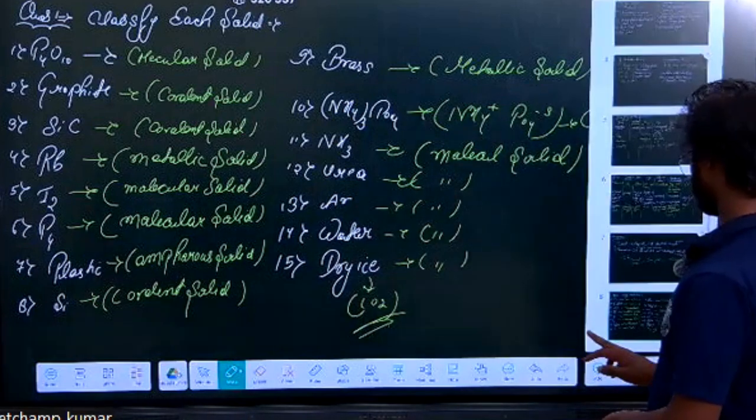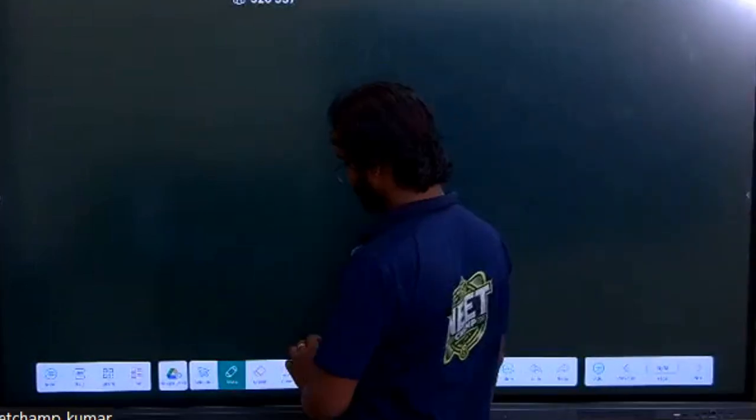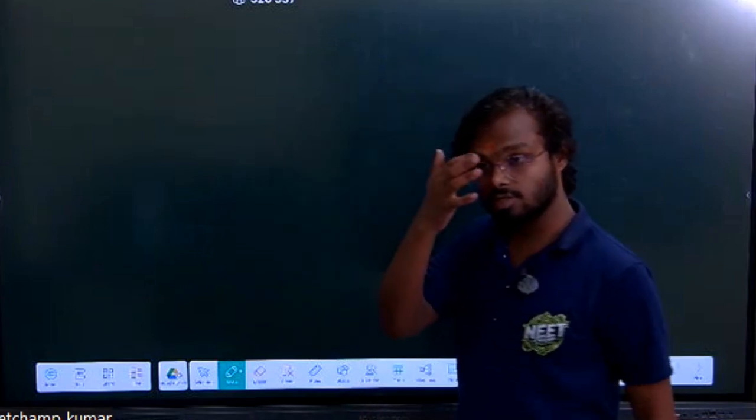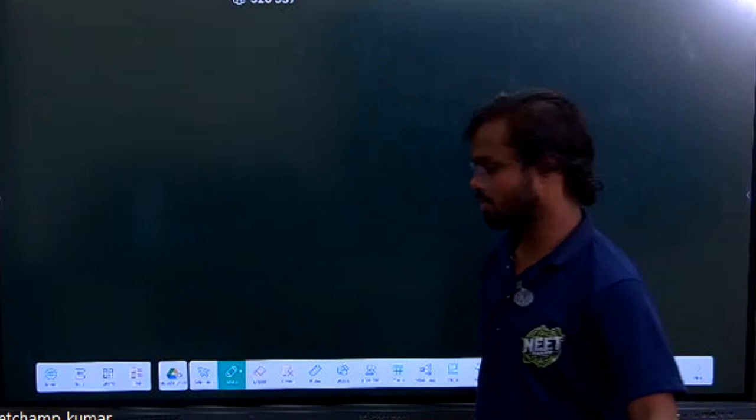So now let us start with the next, very important part, the difference between the unit cell and the lattice, because from here our chapter starts.